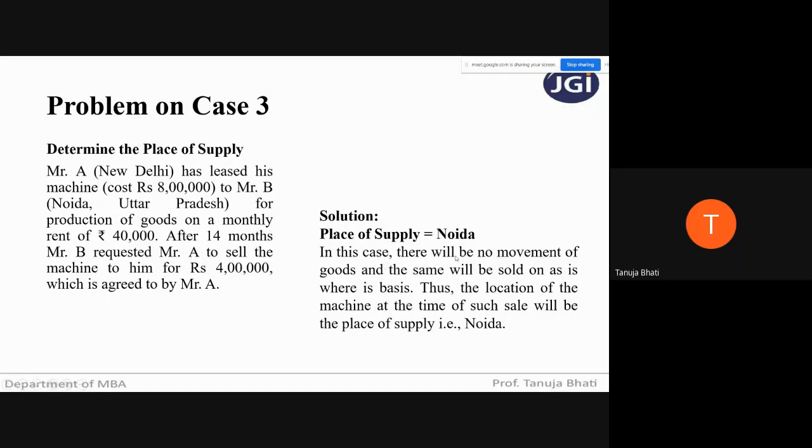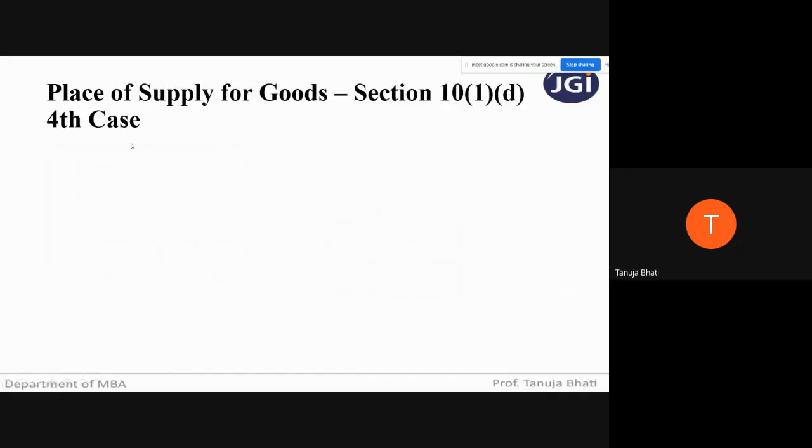In this case, there is no movement of goods and the same will be sold on an as-is-where-is basis, means where it is, it will be sold there itself. Thus the location of the machine at the time of such sale will be the place of supply, that is Noida. Now let us understand case number 4, that is under section 10 subsection 1 clause D.